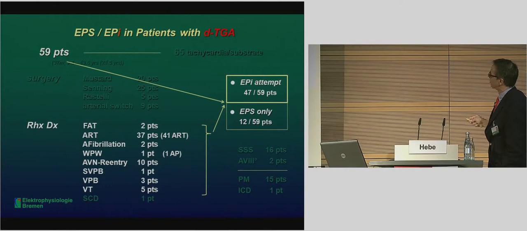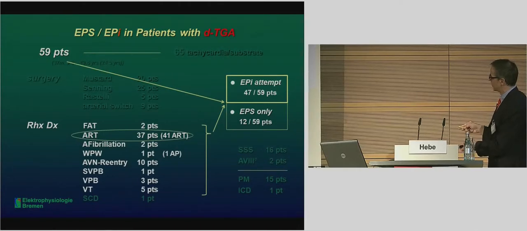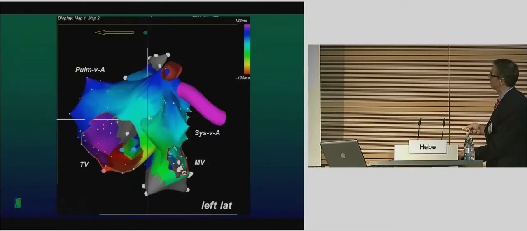And I would like to focus on these. We have done an electrophysiologic intervention attempt, an EP intervention attempt, in 74 of the 59 patients according to these tachycardias. I would like to go a little bit more into detail with atrial reentry tachycardia, which is the biggest cohort, as said before.